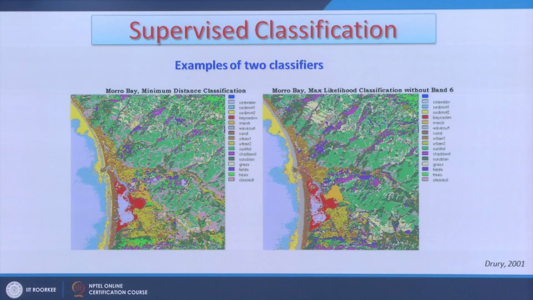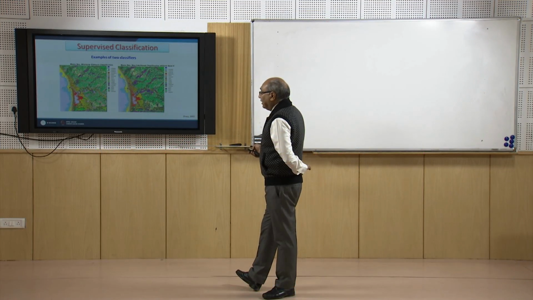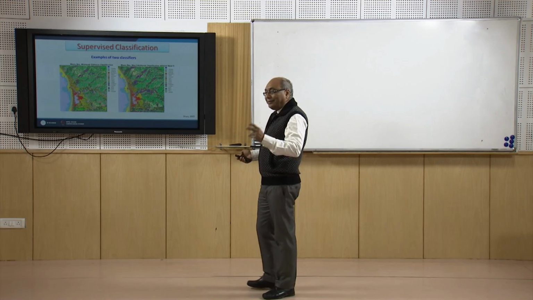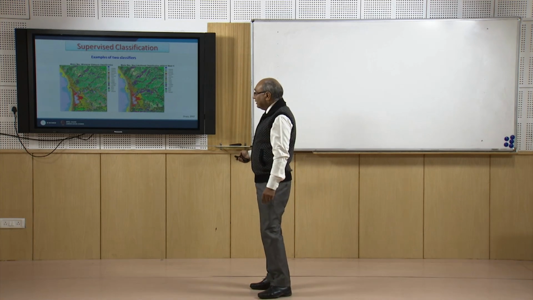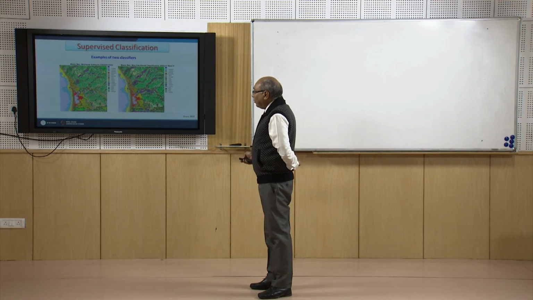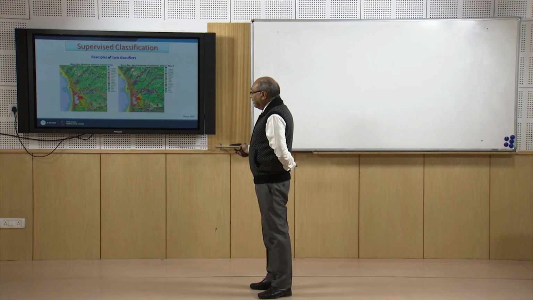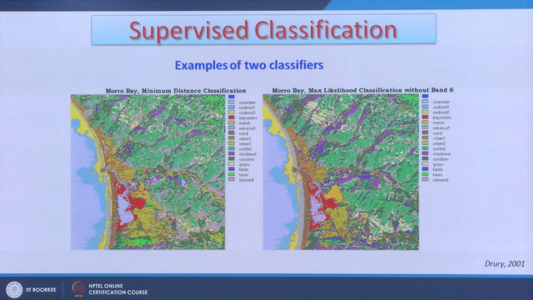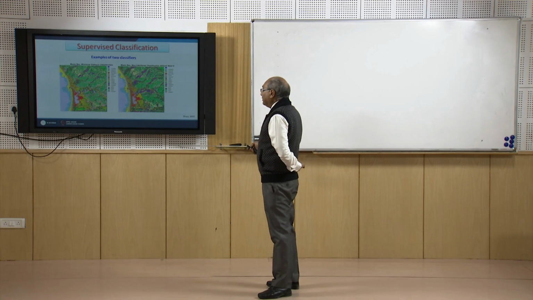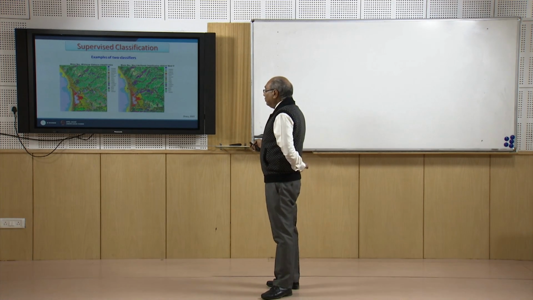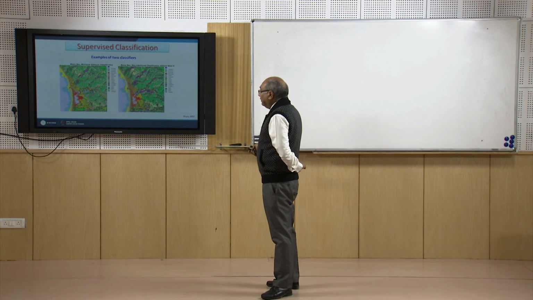So two examples are given. One is minimum distance classification based on the training sets which we have discussed earlier, and this is how the output map, that is the land cover map, will look. But instead of minimum distance classification, using a maximum likelihood algorithm which is based on probability, this is how the map will look.